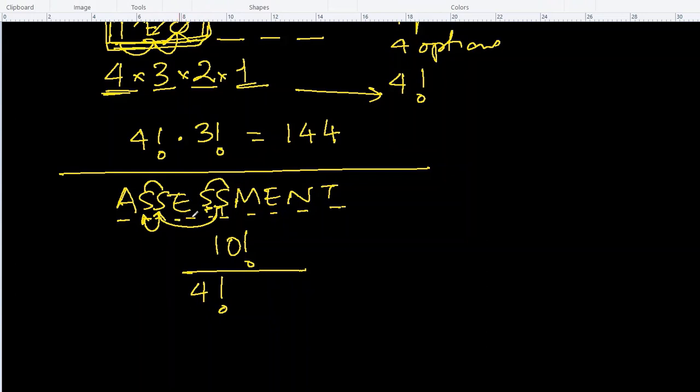So it will be divided by 4 factorial. What else is repeating? E is repeating twice. So there will be 2 factorial again, because this E and this E, if they interchange their places, that's not going to affect the word. And this is the number of letters. Now, we did not say that some of them should be together or not.